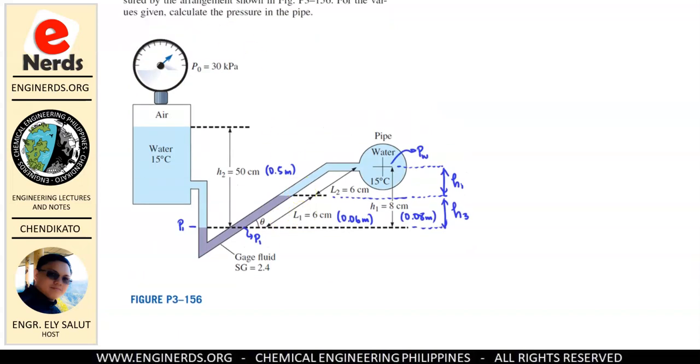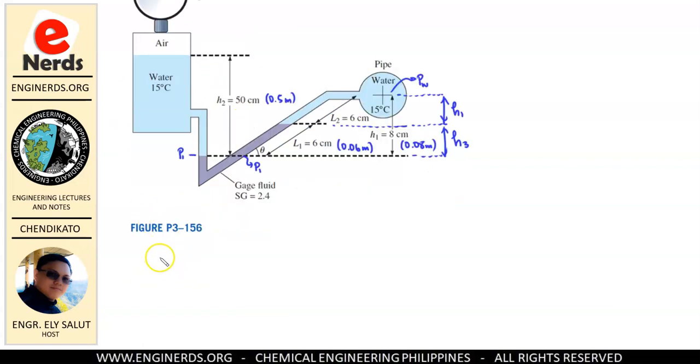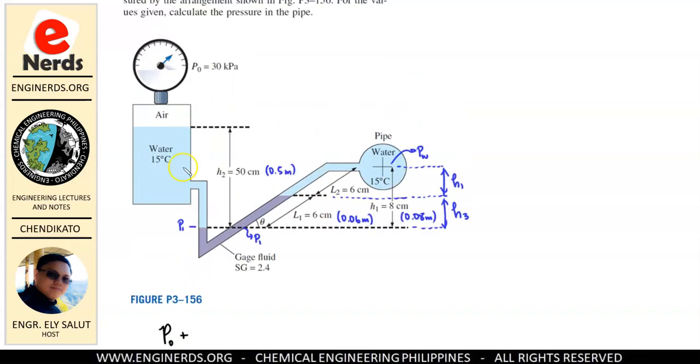As we said, the pressure from this side up to P1 will be equal to the pressure from this one up to this point. So let us balance that. Let us start from here. First we have our pressure P0, so let us write that here, P0. Then plus the pressure from this point of our water up to this point, which has a height of 50 centimeters.